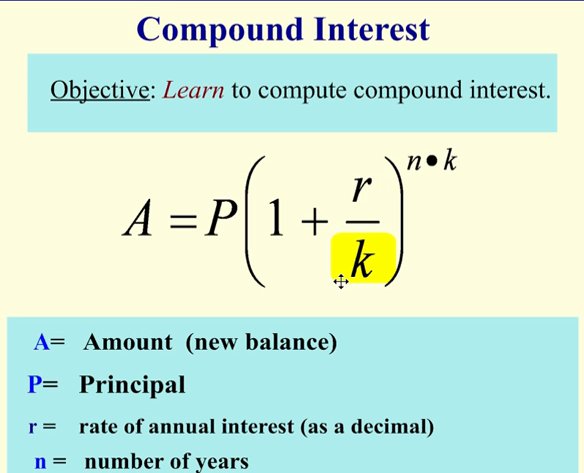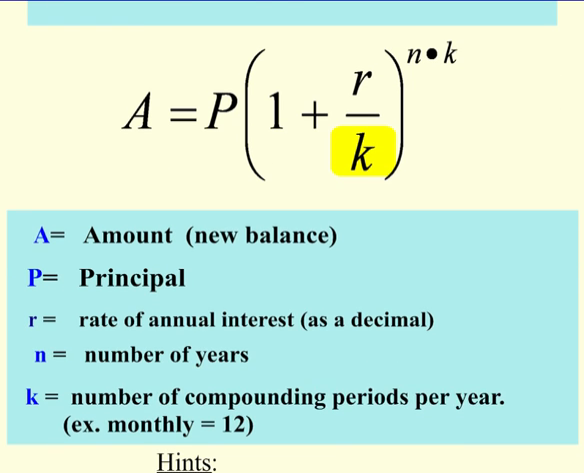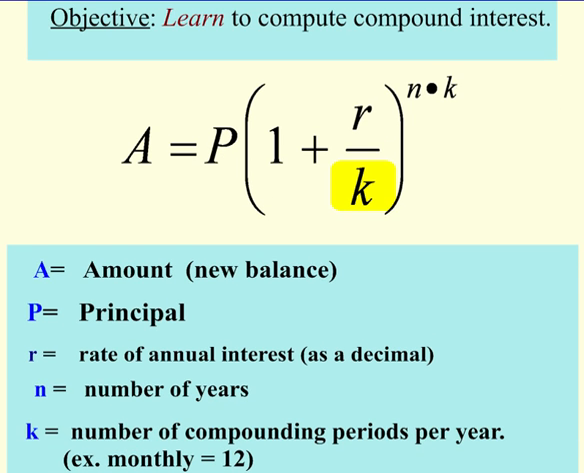K is going to stand for the compound. How many times is it compounded per year? If it's quarterly, that's 4. Semi-annually, it's twice. Monthly, it's 12. Sometimes students will get that confused with the number of years and what to put at the bottom, so you're going to have to practice a little bit on this one.